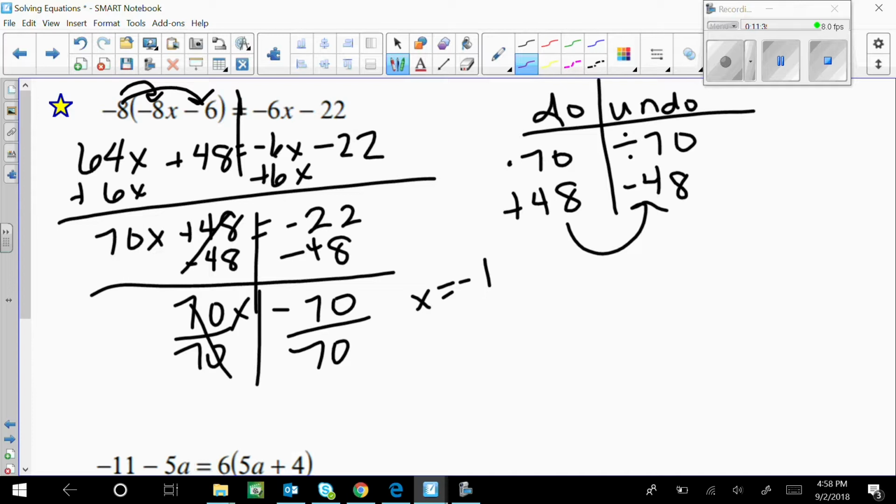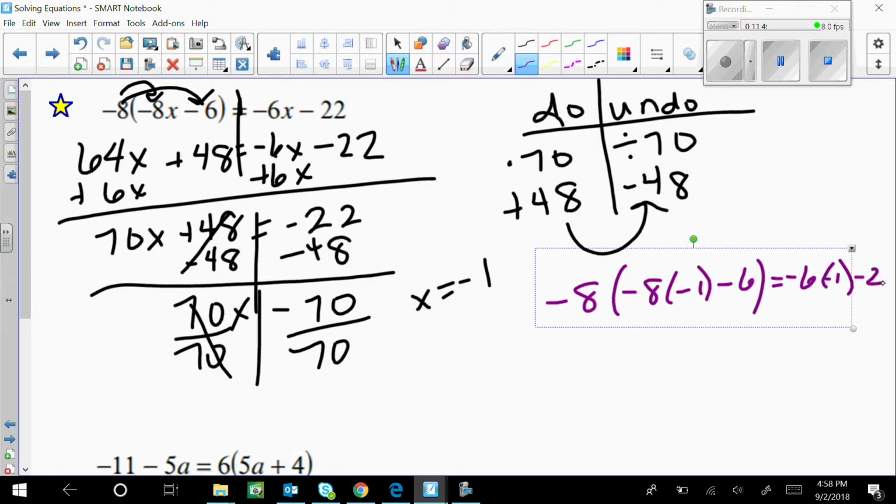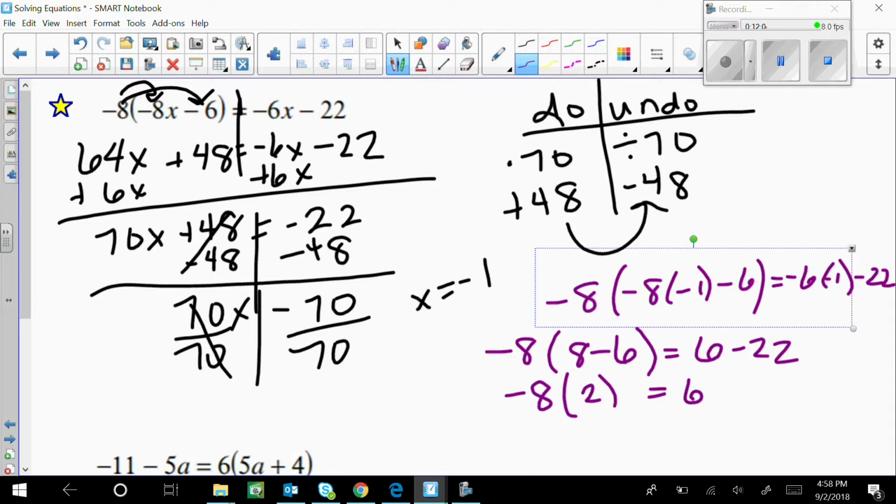I can check this, and I'd have negative 8 times negative 8 times negative 1 minus 6 equals negative 6 times negative 1 minus 22. So I'd have negative 8 times 8 minus 6 equals 6 minus 22. Negative 8 times 2 equals 6 minus 22. Negative 16 equals negative 16.